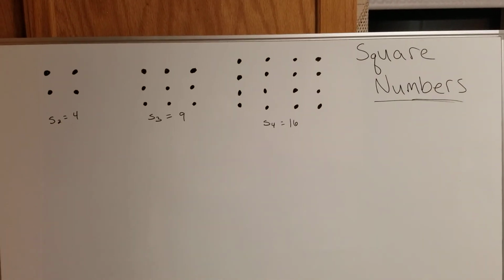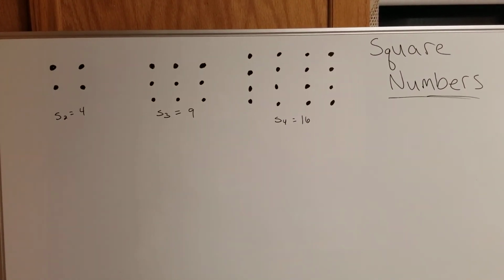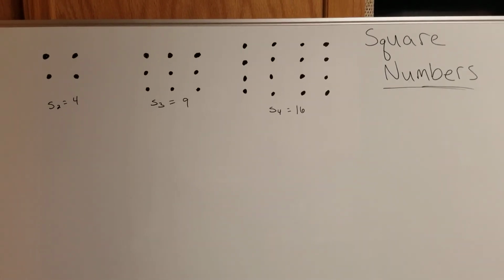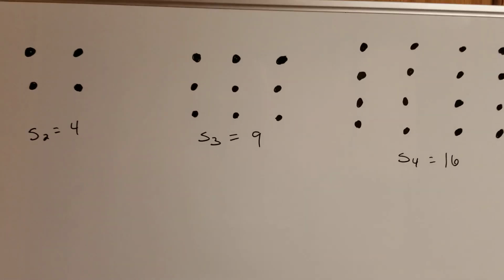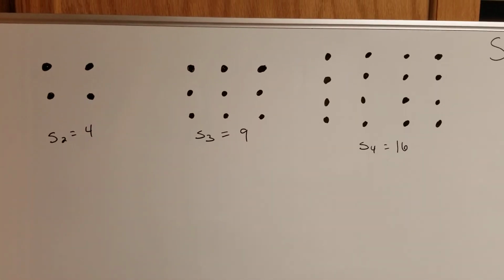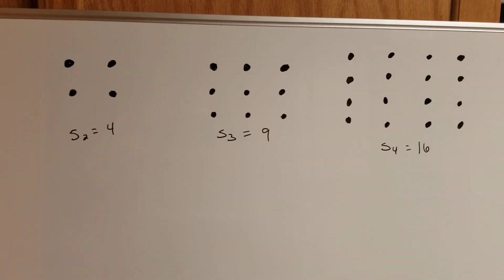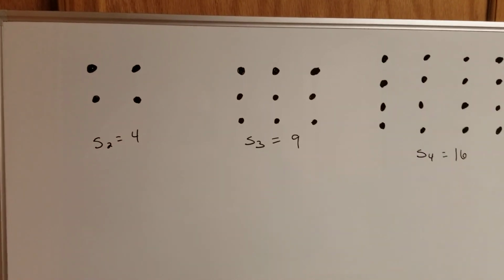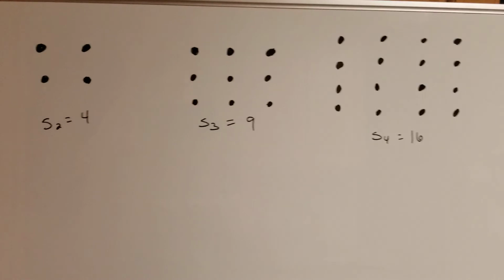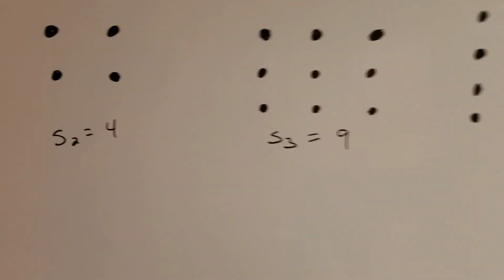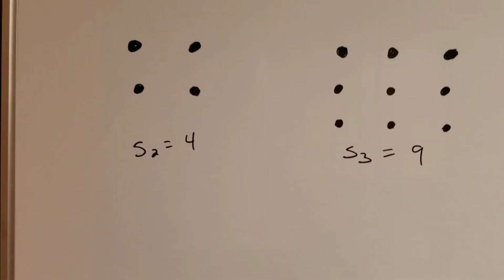Hello everyone. So today we are going to talk about number patterns, and we're going to start with a concept called square numbers. As you can see, I have drawn three diagrams. What I've attempted to draw are dots arranged to form a square. I want to try to analyze these diagrams and see if we can make sense of them.